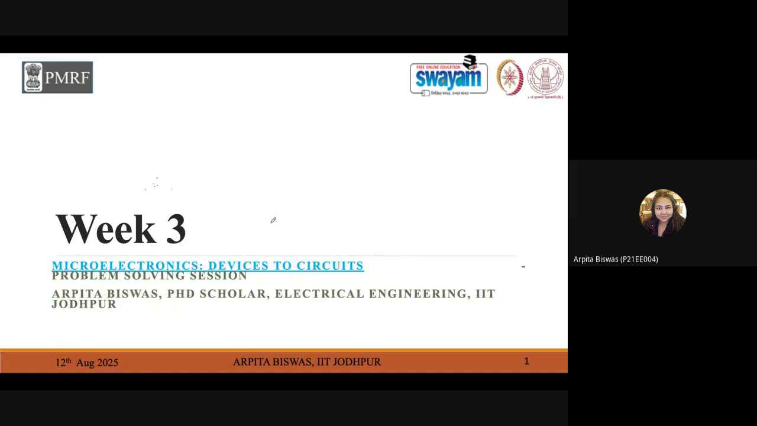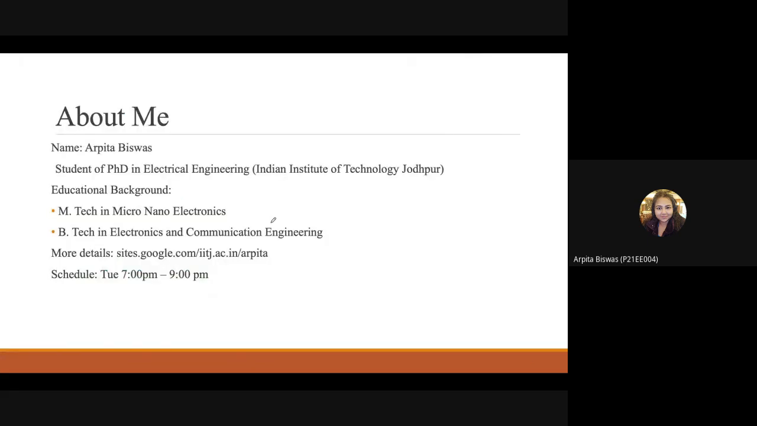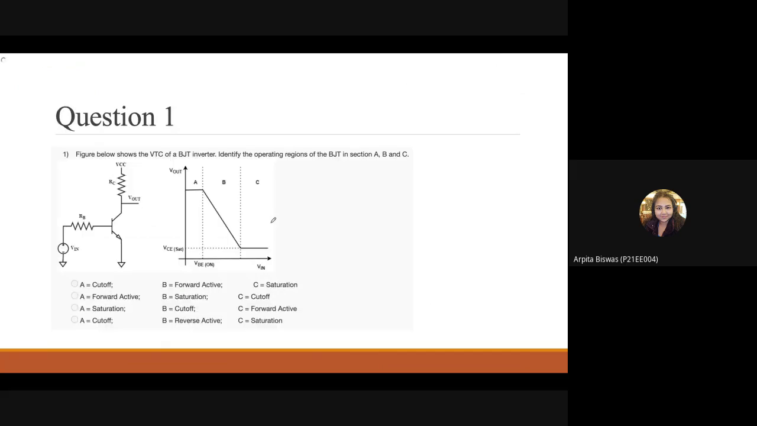This is a week 3 problem solving session on microelectronics device to circuit. I'm Arpita Biswas, a PhD scholar from IIT Jodhpur in the Electrical Engineering Department. Here we are going to solve some MCQ type questions and some numericals. So let's try to solve the questions.